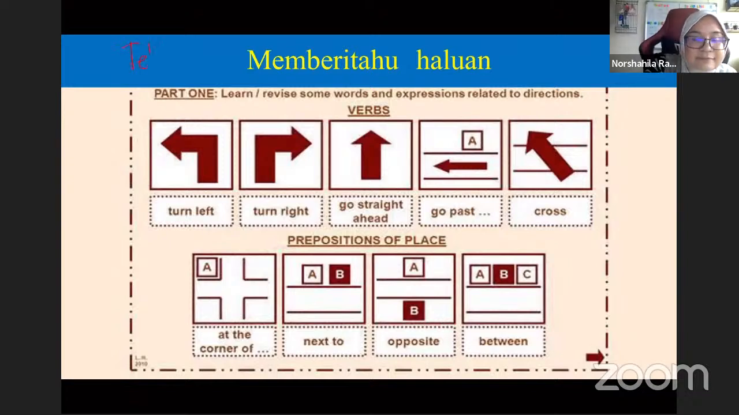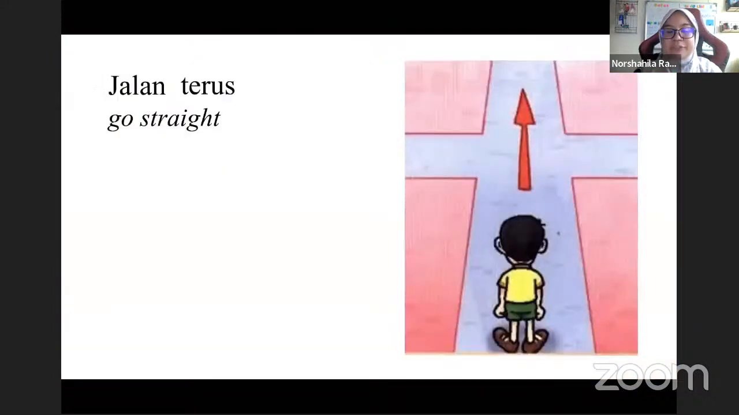Memberitahu is telling. I hope you can see. Okay, telling. Haluan means direction. Okay, when you're driving, you're using Waze, you're using Google Maps. Waze is better than Google Map. But when you're on the road, like you're walking, berjalan, it's quite difficult to use any map. So sometimes you need to ask someone for the direction. So you ask for haluan. Okay. So you need to know how to say turn left, turn right, go straight, go past, cross. So this is what we're going to learn.